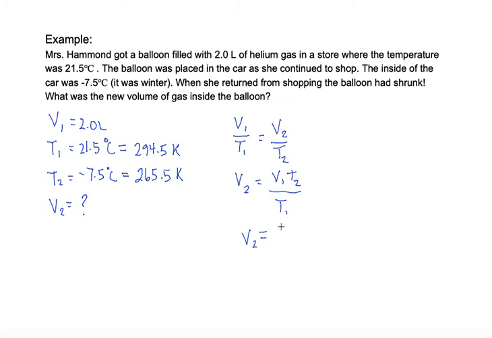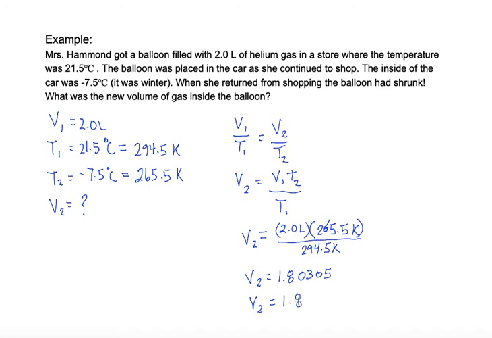Plug in your numbers. Volume initially 2.0 liters, temperature 2 is 265.5 Kelvin, and temperature 1 was 294.5 Kelvin. Then we do the math. Punch it into your calculator, and you should get 1.80305. To the right number of significant digits, the smallest number is 2 in this calculation, and it's all multiplying and dividing, so I should end up with 2 significant digits. It now is 1.8 liters.